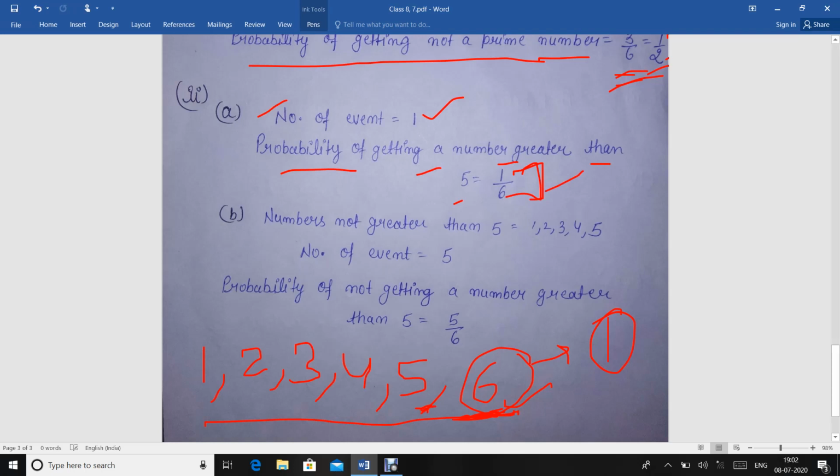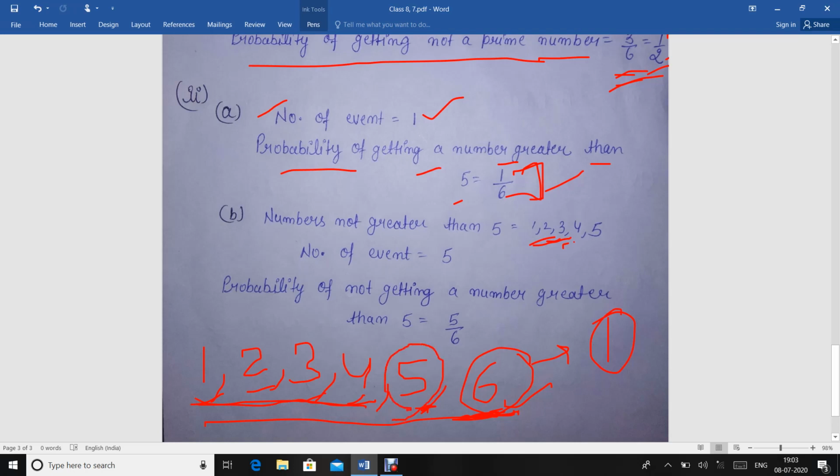Numbers not greater than 5 means numbers less than 5, and 5 is also included in this. So 1, 2, 3, 4. These are the numbers that are less than 5 and these are not greater than 5. So here are 1, 2, 3 and 4. These are the numbers that are not greater than 5.